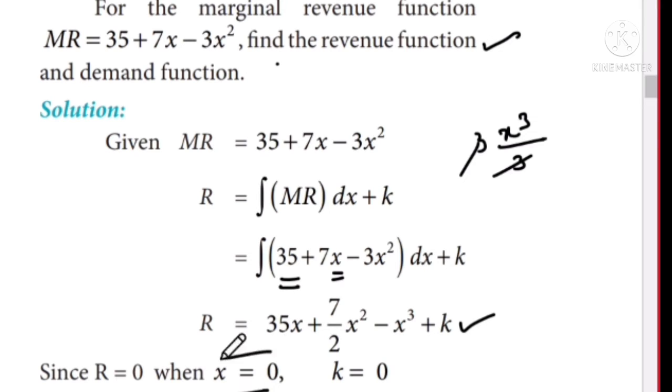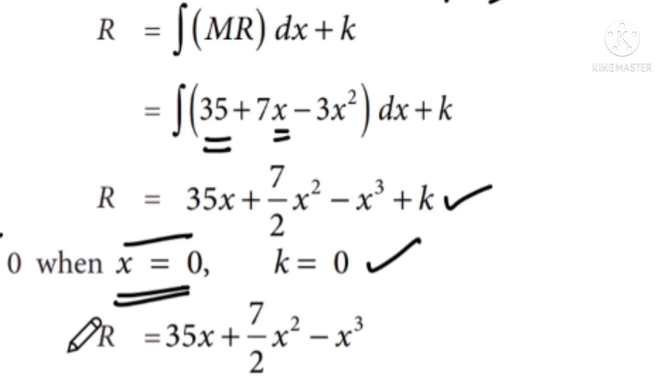Put x is 0, r is 0. So when you put r is 0, x is 0, in this sum you are getting k also 0. See, wherever you have x, you put 0. This will become 0, 0, 0. This is also 0. So that means k is 0. So this is the revenue function.